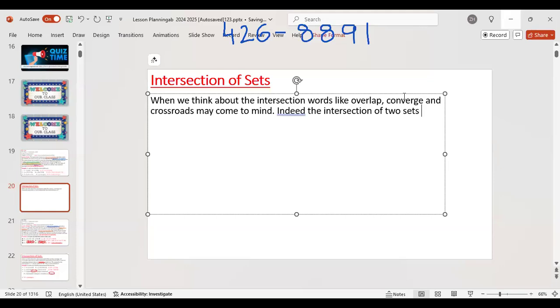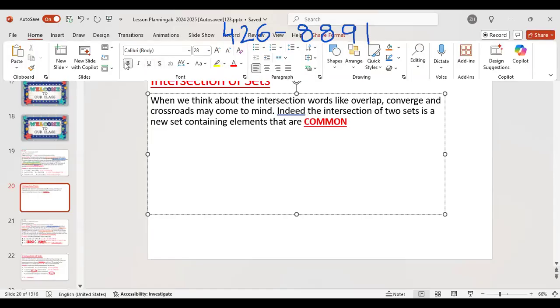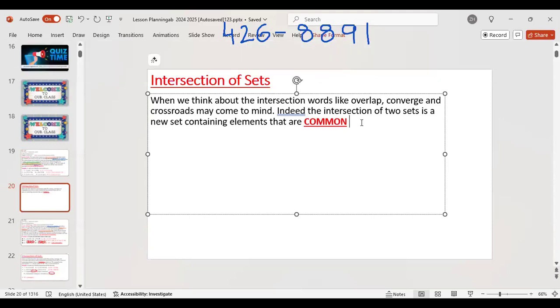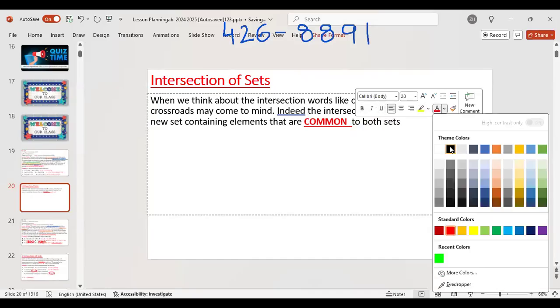Indeed, the intersection of two sets is a new set containing elements that are common. Put this in parentheses and make sure I capitalize it. So when we think about the intersection of two sets, we're thinking about all of the elements that they have in common to both sets.